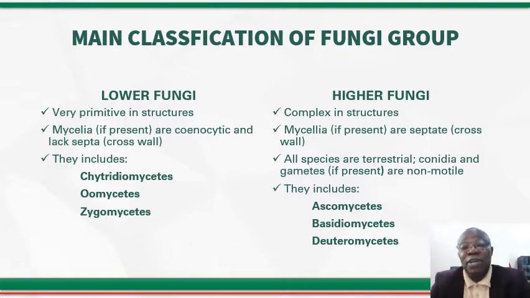While the higher fungi are complex fungi and have complex structures. In fact, their mycelia are septate, or what we call cross walls. All species of these members are terrestrial. Some of them have conidia, and their gametes, if at all they are present, are not motile, as we find in the lower fungi that are mostly in aquatic environments. Under the higher fungi, we have the Ascomycetes, the Basidiomycetes, and the Deuteromycetes.